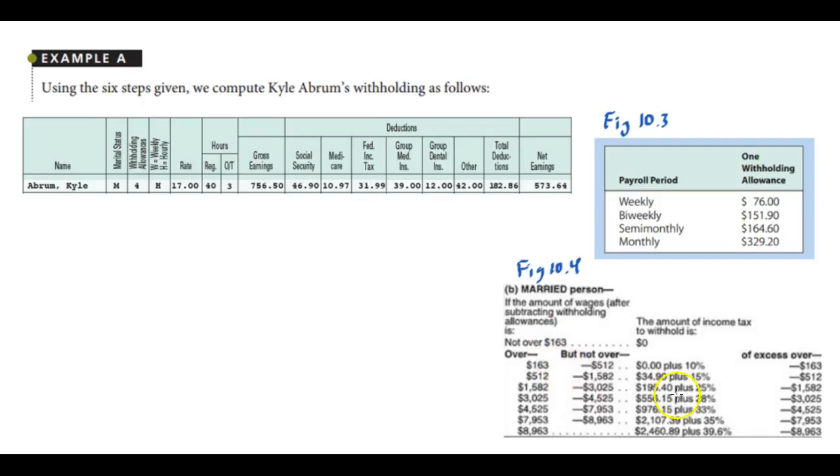You'll notice that this is the right portion of what was given in the previous slide because we're dealing with someone that is married. As you can see here, Kyle Abram's marital status is written down as M for married. So we're going to be using the married table. The left part of figure 10.4 that was given in the previous slide is for a single person.